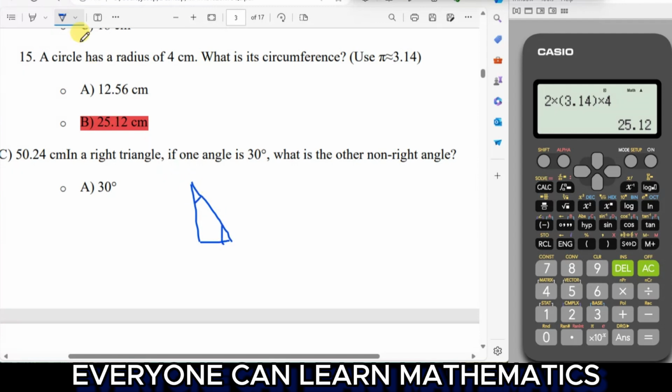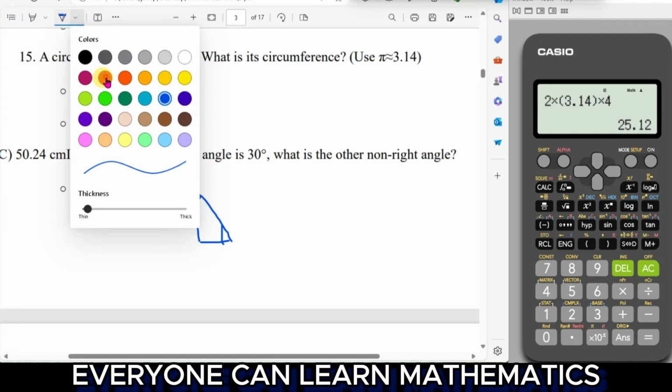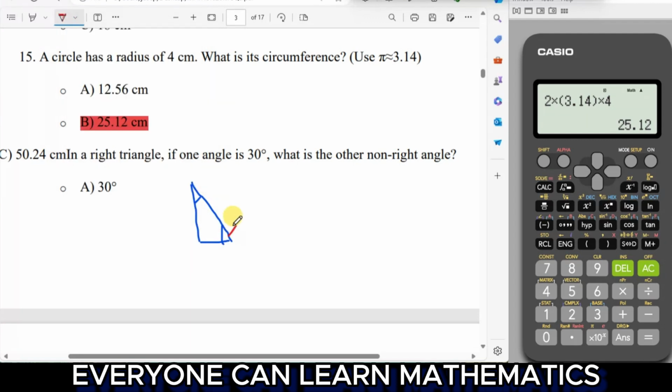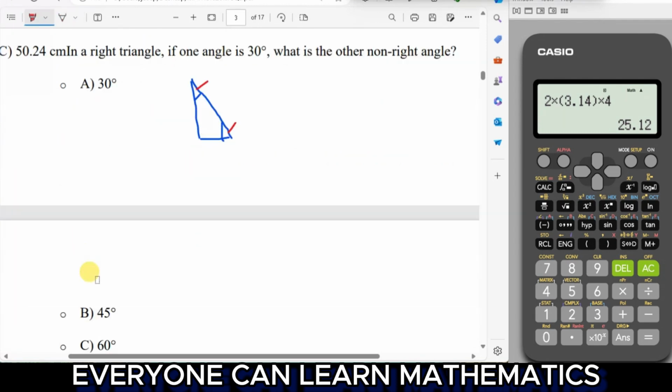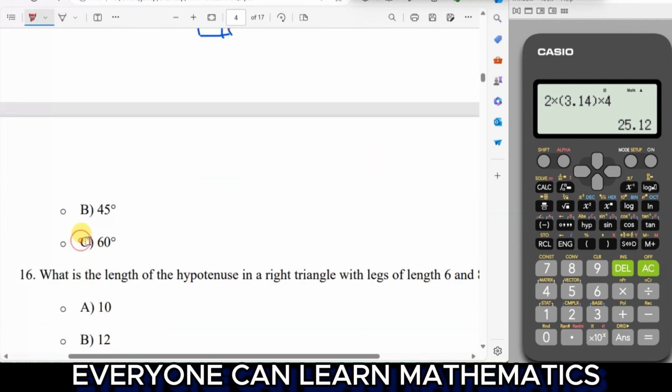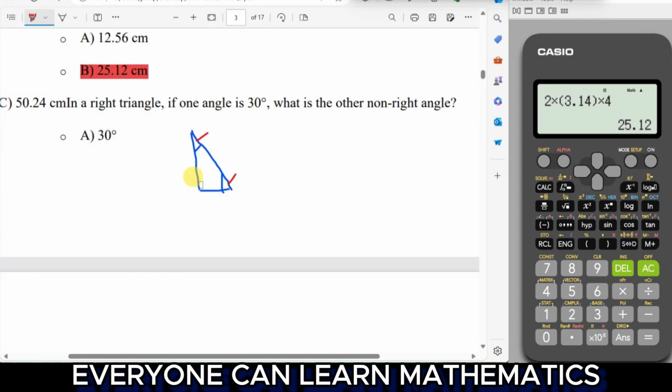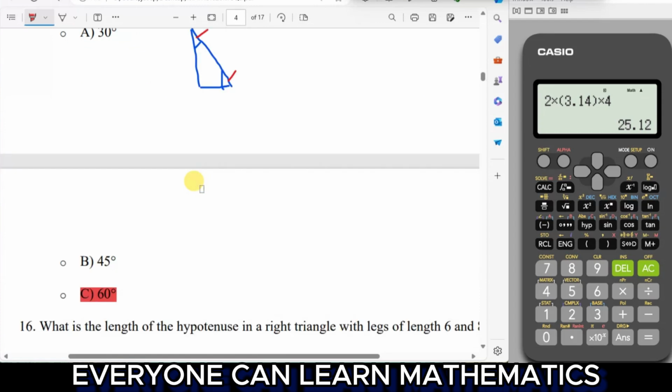The sum of this angle and this angle should give you 90. So if one of the angles is 30, then the other should be 60. So the correct answer is C. And remember, in a right triangle, one angle is always 90.